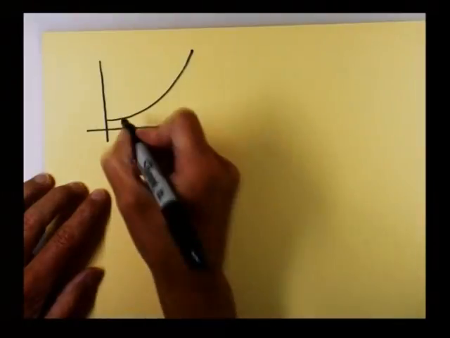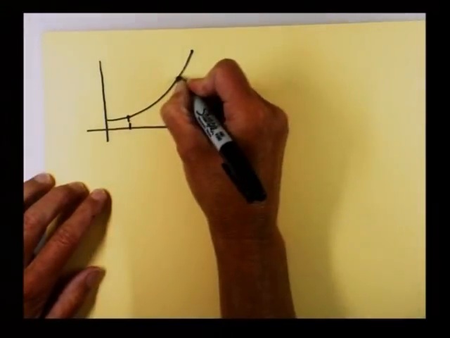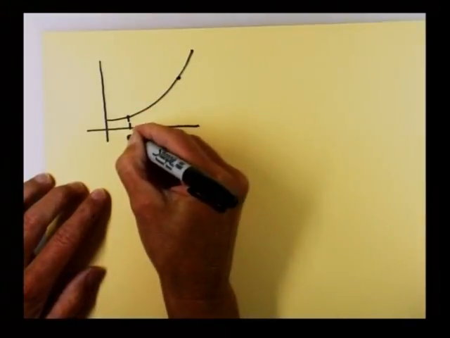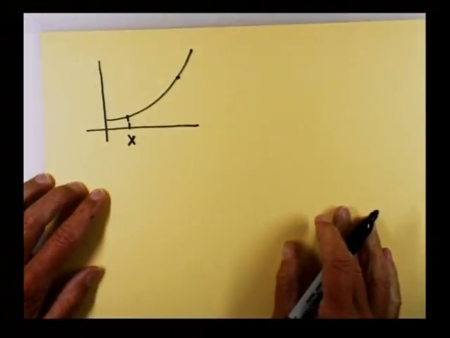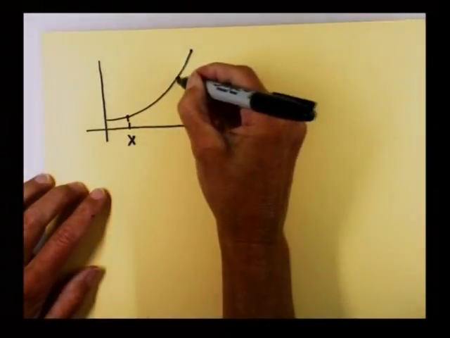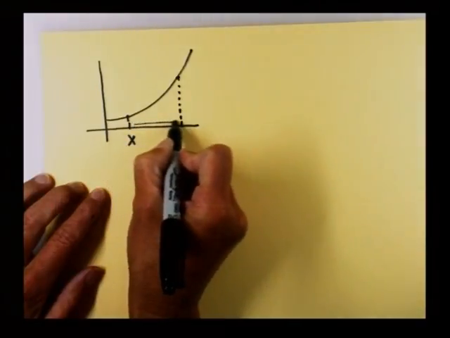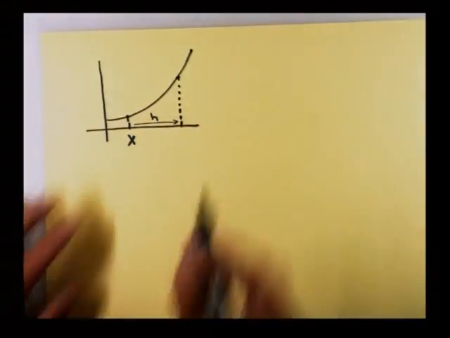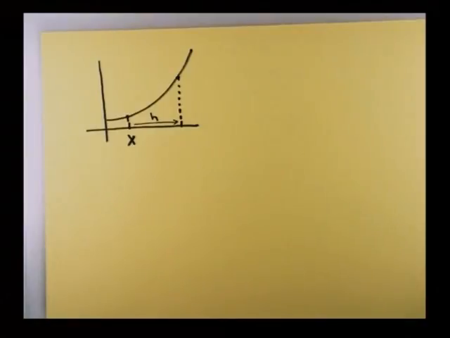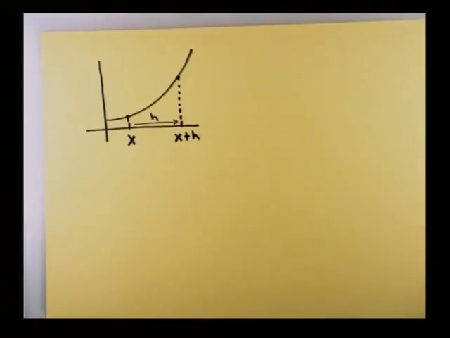We have another graph. I'm going to look at this point and this point again. This point on the x-axis, I'm going to actually label x. And then I'm going to go this distance. I'm going to call that distance h. I'm going to go a distance of h across the x-axis to a new point. Now the way I get to that new point is I take my x and I add my h. So that new point is x plus h.